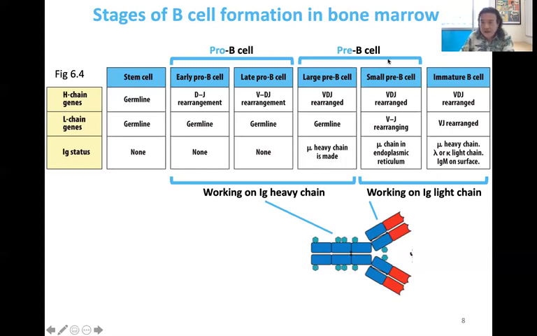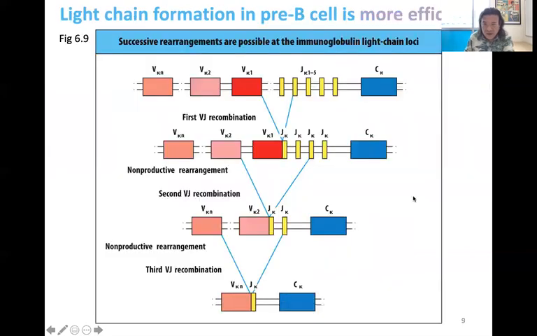Then as you move through the pre-B cell stage, now the cell starts rearranging the VJ blocks at the light chain loci. Let's take a look at what's happening there. The light chain formation is more efficient than the heavy chain formation because, again, with the heavy chain you had to succeed in properly joining 3 different gene fragments together, whereas with the light chain, you just have to succeed in joining 2, right? A V and a J, a red and a yellow.